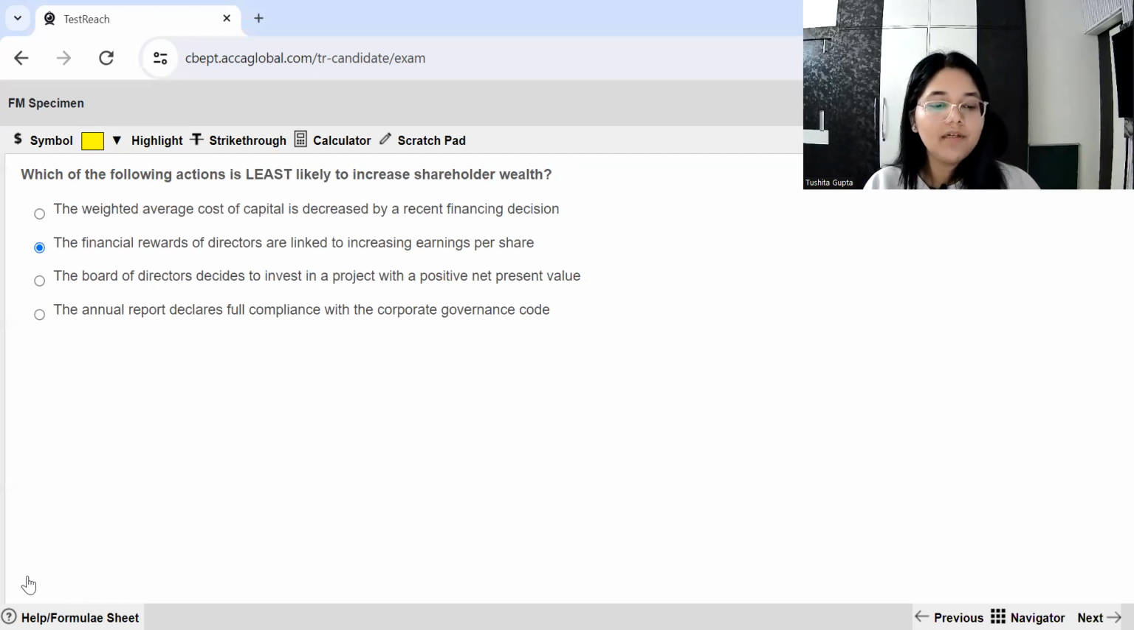Moving on to the third statement. Board of directors decides to invest in a project with a positive NPV, definitely this is something which will increase your shareholder wealth. Then, annual report declares full compliance with the corporate governance code. Whenever results are coming out for companies in general, also if you see in the stock market, if the results of a company are coming out and they declare that the company is fully compliant with everything, this usually gives a good impression to the shareholders, and the share price also tends to increase, thinking that the company is doing well, there are no compliance issues with the company.